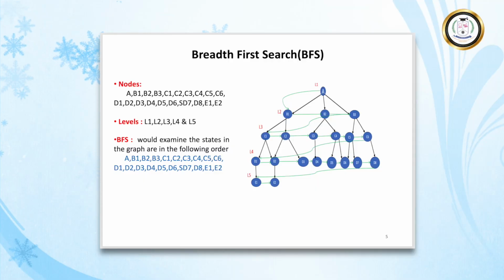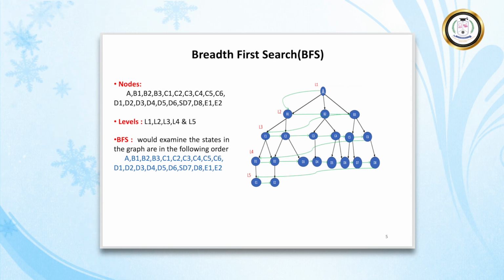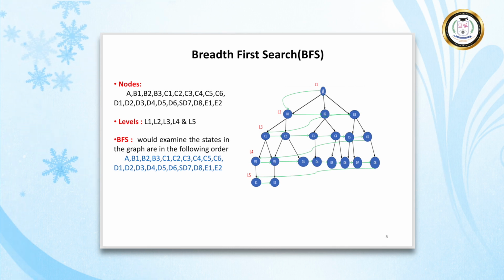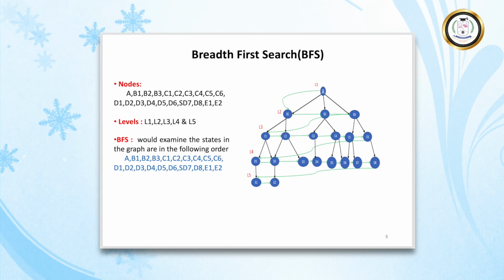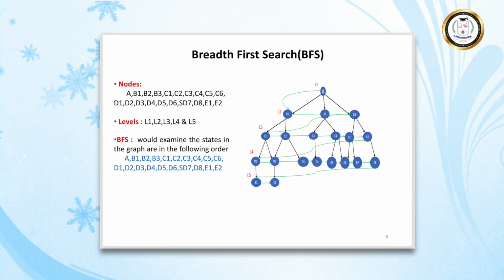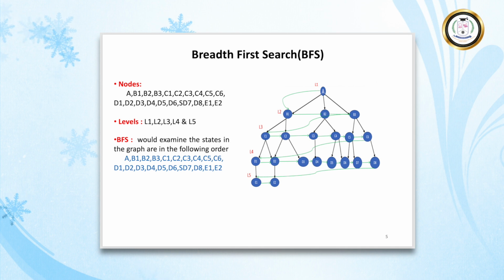In this graph, A1, B1 to B3, C1 to C6, D1, D2 up to D8, E1 and E2 are the nodes. L1, L2, L3, L4 and L5 are the levels. According to the BFS algorithm, A is the parent node or the root node, expanded first, and then it goes to the next level L2. All the neighbors of the nodes B1, B2, B3 are expanded, then it goes to the next level L3. All the neighbor nodes C1, C2, C3, C4, C5, C6 are expanded.